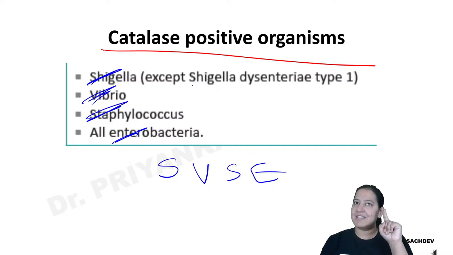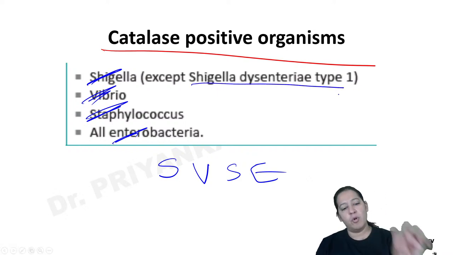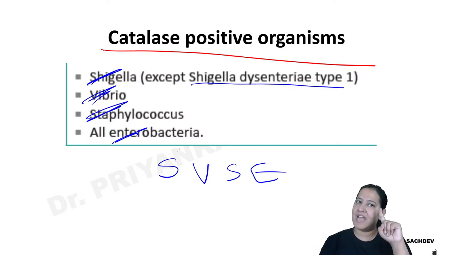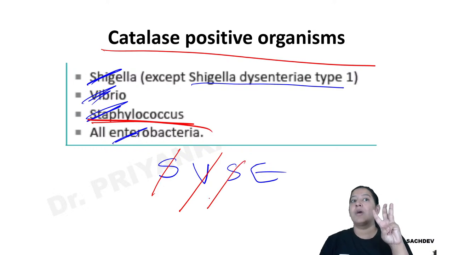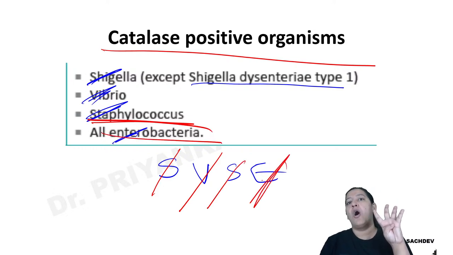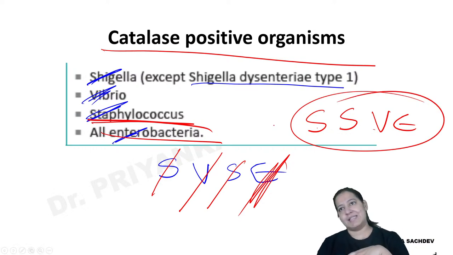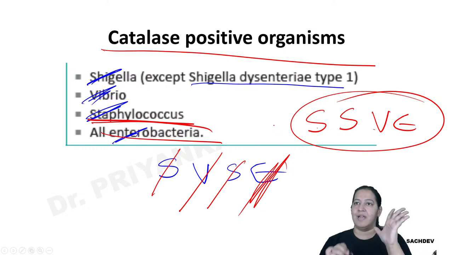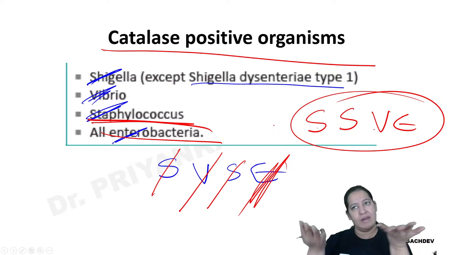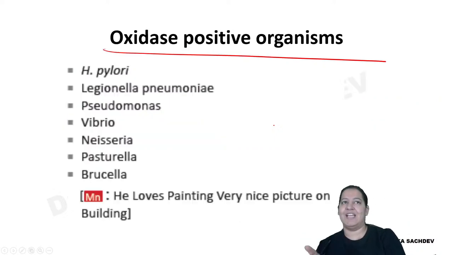All Shigella except Shigella dysenteriae type 1, which is the most important one, are catalase positive. All Vibrio, all Staphylococcus and all Enterobacteria, all E. coli. So Shigella, Staph, Vibrio, E. coli: SSVE is the mnemonic. Done, so please learn it. You can make anything up, but SSVE is the mnemonic for catalase positive.